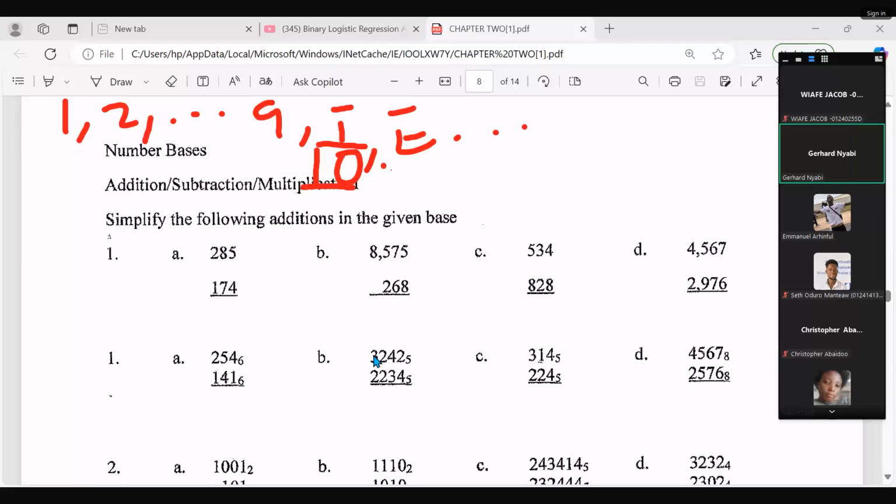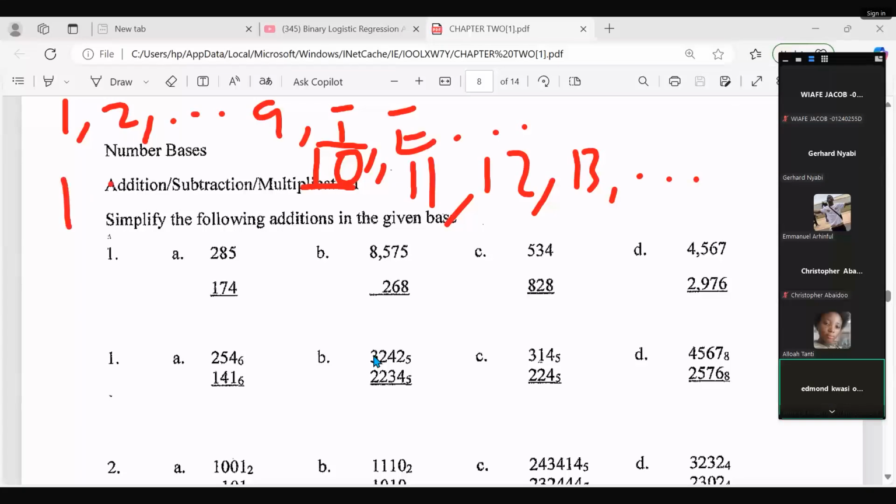Okay? The next is 11. 10 goes into 11 how many times? 1 remainder 1. 10 goes into 12 how many times? 1 remainder 2. 1 remainder 3. Up to 1 remainder 9. The next is 20. 10 goes into 20 how many times? 2 remainder 0. Right? Okay. That's how it is. That's the count.